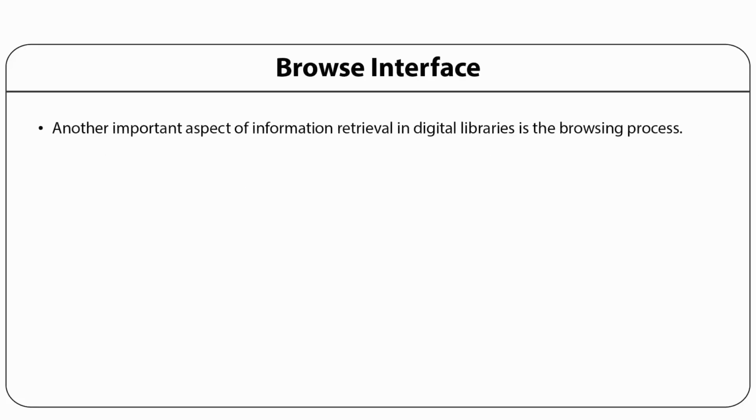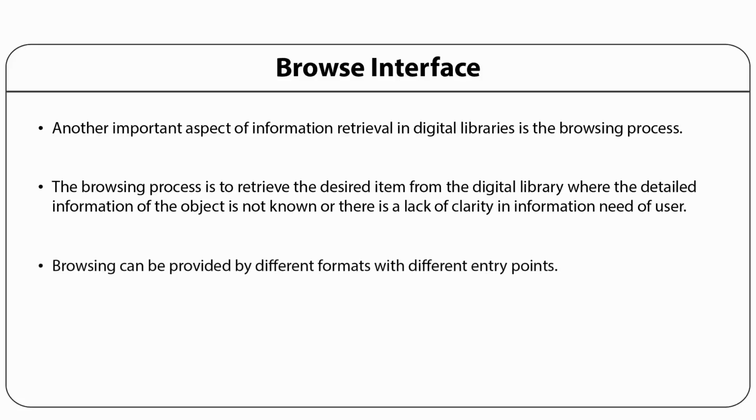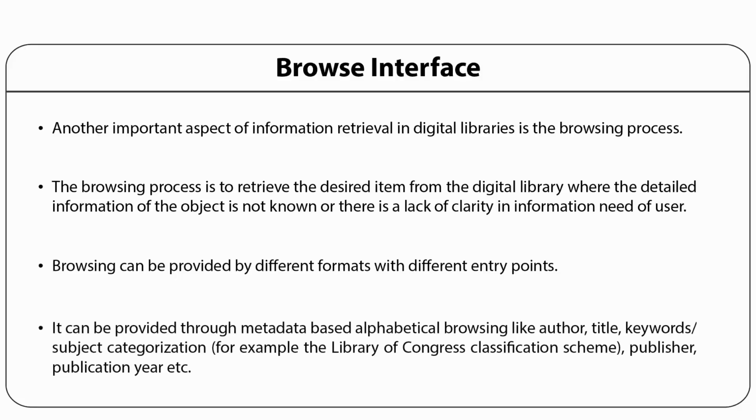Browse interface. Another important aspect of information retrieval in digital library is the browsing process. The browsing process is to retrieve the desired item from the digital library where the detailed information of the object is not known or there is a lack of clarity in information needed by the user. Browsing can be provided by different formats with different entry points. It can be provided through metadata based alphabetical browsing like author, title, keywords, subject categorization, for example the Library of Congress classification scheme, or the publisher, place of publication, or other fields.